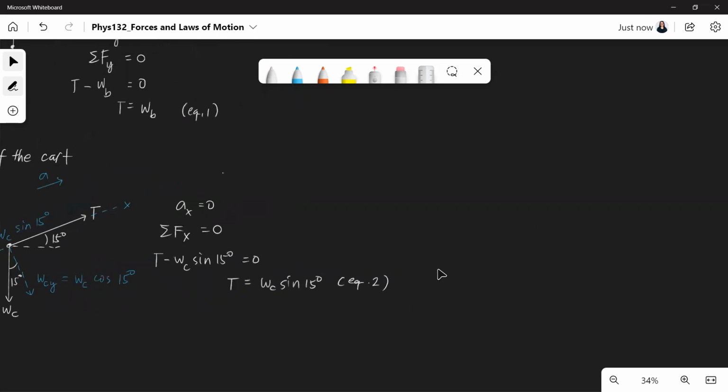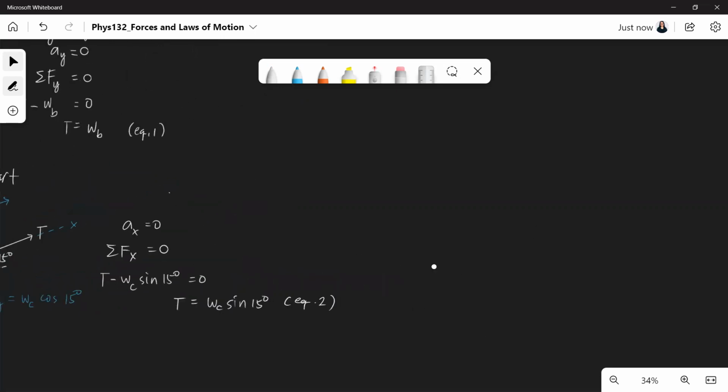Okay, then we can equate the tensions because they are the same. Same cable. So assuming that the pulley is frictionless and we are ignoring the weight of the cable, we have W sub B is equal to W sub C times sine of 15 degrees.